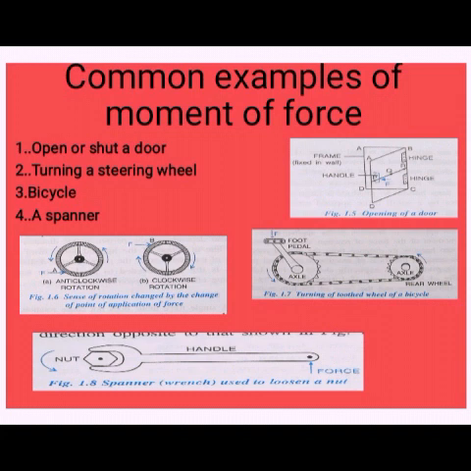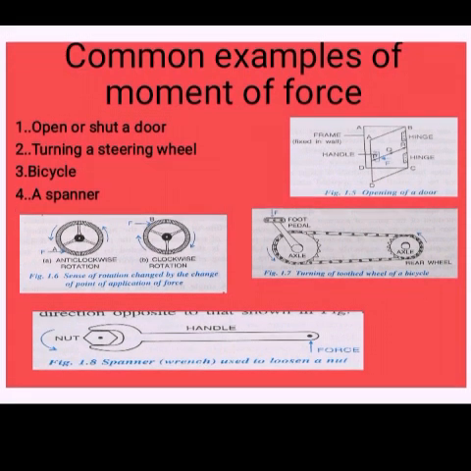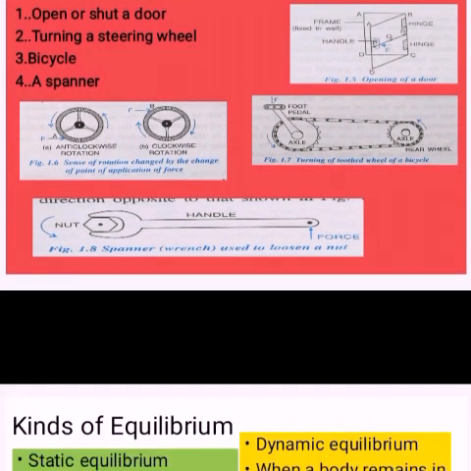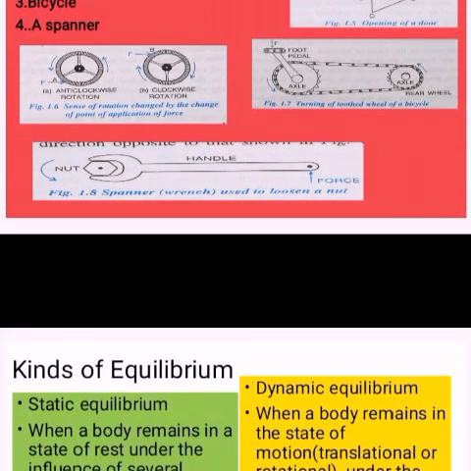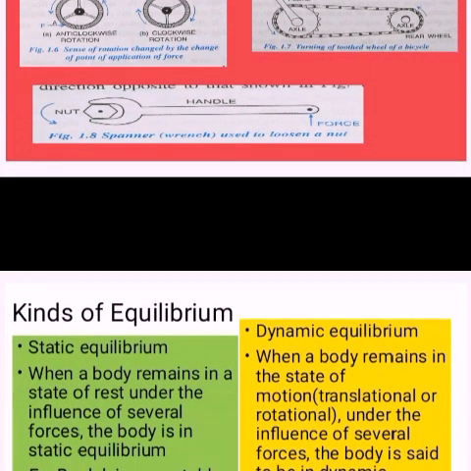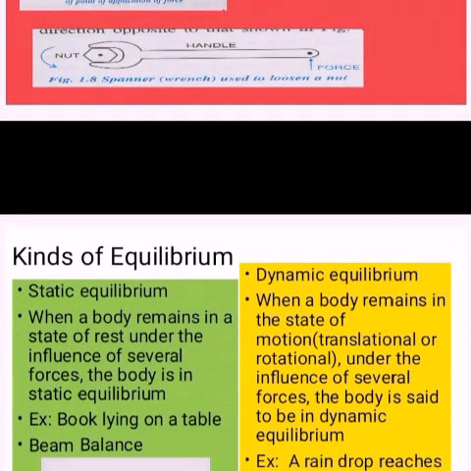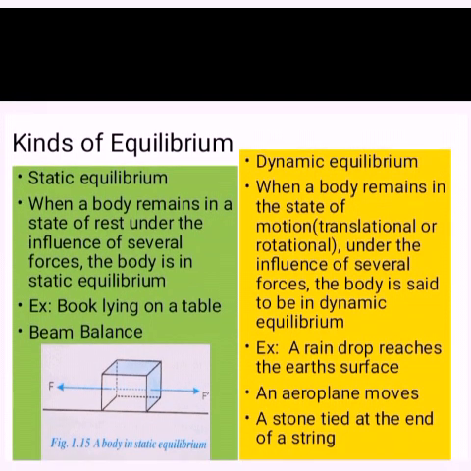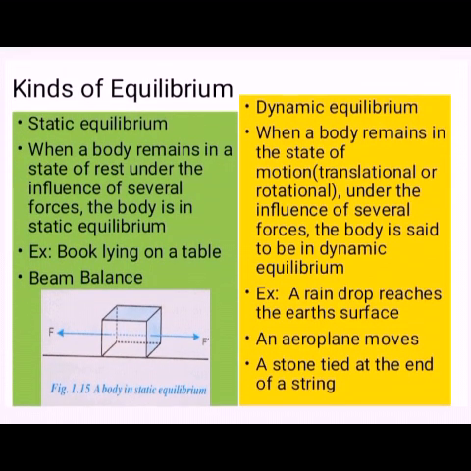Now next is the bicycle. To turn the rear wheel anti-clockwise, a small force is applied on the foot pedal of a toothed wheel of a size bigger than the rear wheel, so that the perpendicular distance of the point of application of the force is maintained. Like that, in diagram 1.8, a spanner used to tighten or loosen a nut has a long handle to produce a large moment of force by a small force applied normally at the end of the handle.